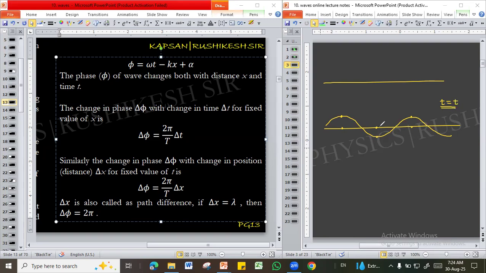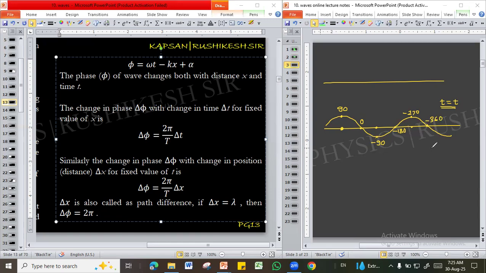When you fix the time and if you check what is the phase of this particle, the phase of this particle is actually 90. If you check what is the phase of this particle, it is 0. What is the phase of this particle? It is minus 90. What is phase of this particle? It is minus 180. I am just decreasing 90 degree. What is phase of this particle? It will be minus 270. What is phase of this particle? It will be minus 360.